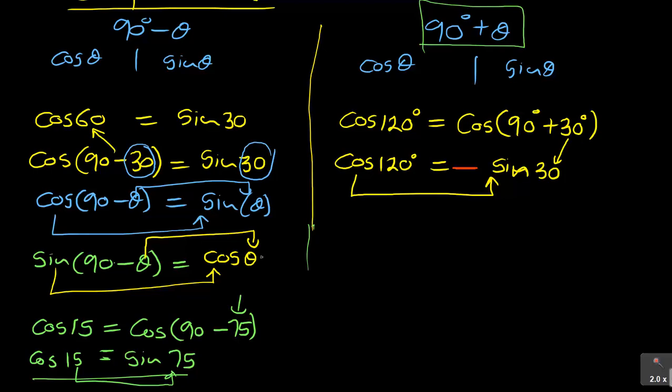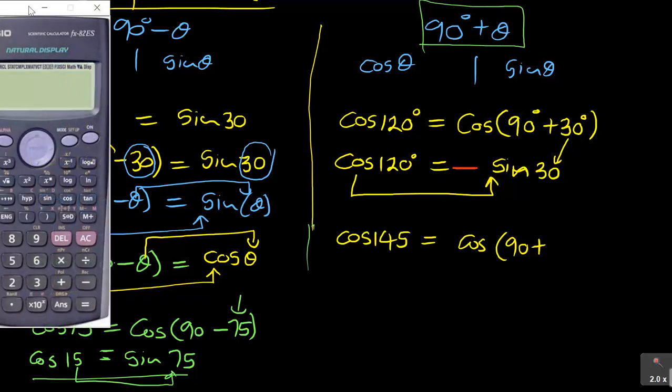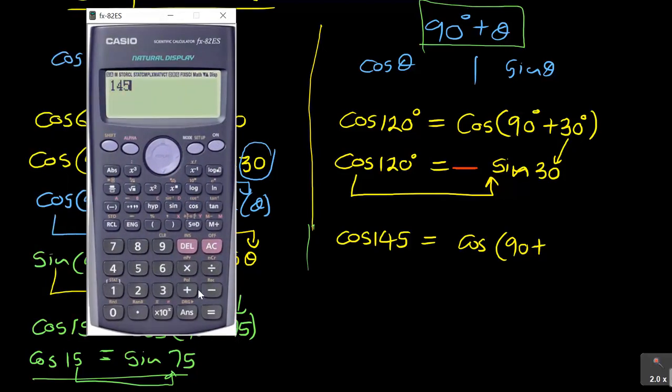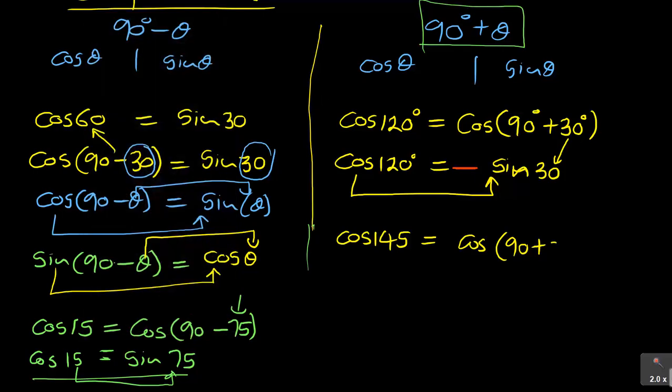Choose another example. If I'm given, for example, cos 145 as an example, that is equal to cos of 90 plus something. Now I subtract 90 from 145, so 145 minus 90 will give me that angle, which is 55 degrees. So it's cos 55 degrees.